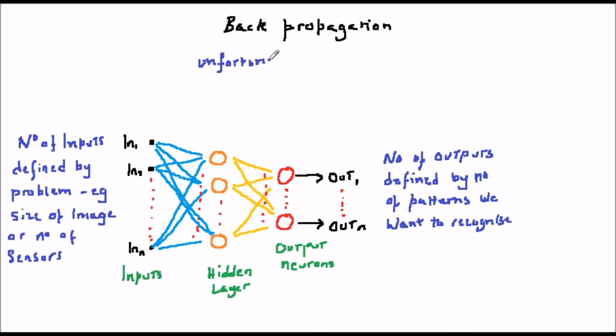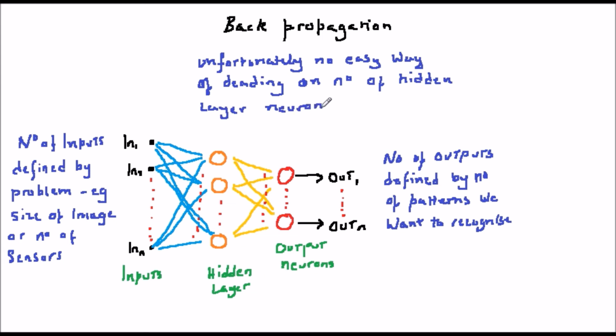This only leaves the number of neurons in the hidden layer to choose. Unfortunately, there is no formula for deciding this. It depends on the number of patterns which you want to recognize and their complexity. Experience is the only real guide.